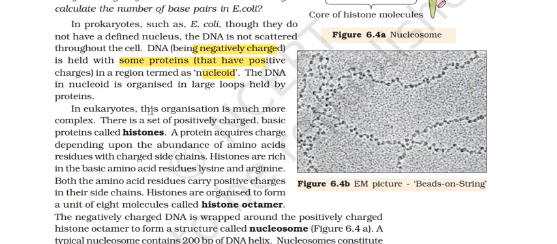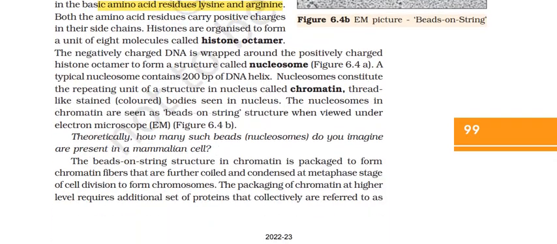अब eukaryotes में ऐसा नहीं होता. Organization is much more complex. There's a set of positively charged basic proteins called histones. Histones का basic nature है, इस पे भी नीट में सवाल आ चुका है. Fine. And this is a set of, obviously, positively charged. A protein acquires charge depending upon the abundance of amino acid residues with charged side chains. Obviously जिस amino acid का वो बना होगा उसमें charge होना चाहिए. Histones are rich in the basic amino acid residues lysine and arginine. Lysine, arginine are basic amino acids जो histones को basic nature confer करते हैं. Fine. Both the amino acid residues carry positive charges in their side chains.